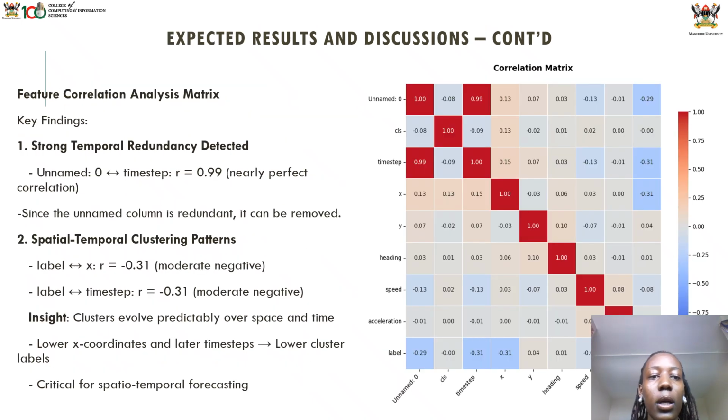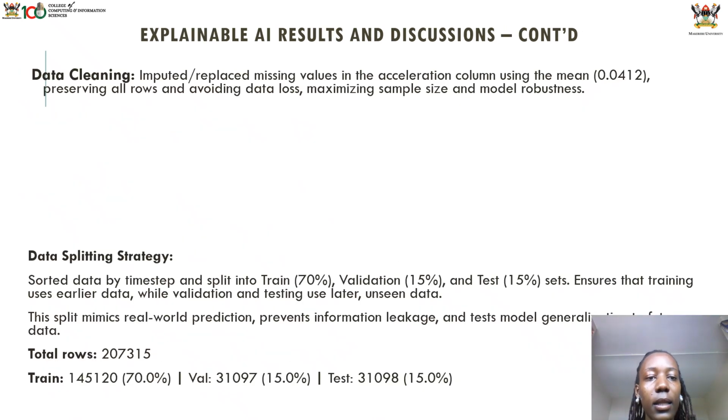Then continuing here, we have the correlation matrix and the feature correlation analysis matrix, and these are the key findings. We found out the different values, correlations, how they are defined there, as you can see, like that. Then proceeding to our explainable AI results and discussions, we did some data cleaning.